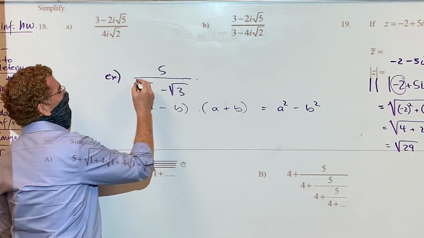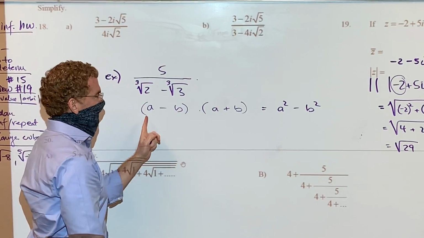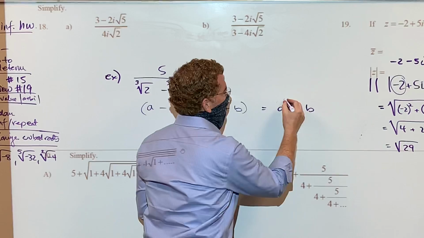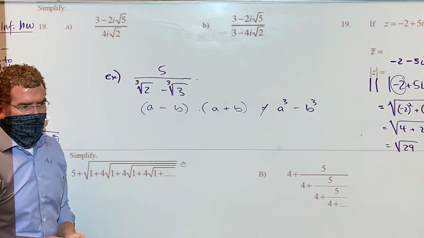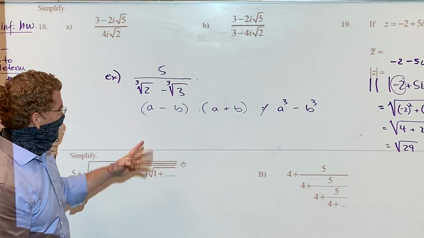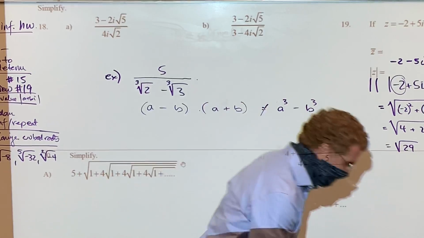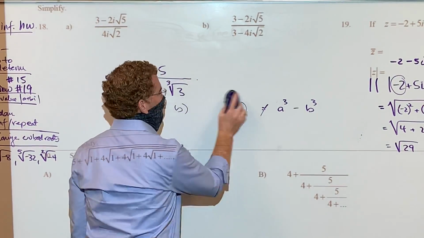But what happens when they're cubed roots? On a cubed root, I want to end up with something cubed. And this doesn't work anymore, does it? So what do we do with something like that? What do we multiply by so that we end up with the difference of cubes? It's not even a binomial. What is it? That's right.